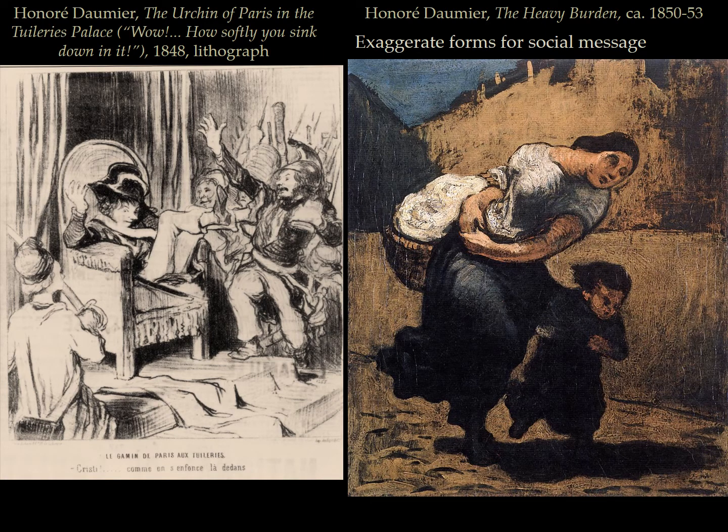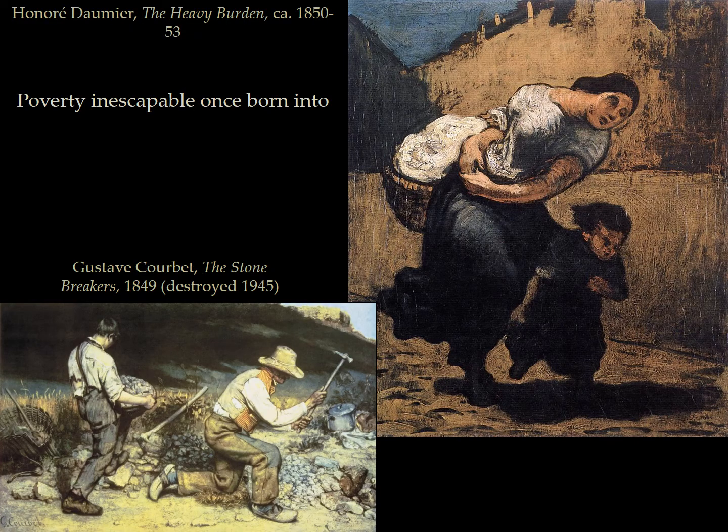So here we find that he would exaggerate the forms, just as he would for social and political satire, for a social message, showing how contorted and twisted the forms are as they're bending and pushing against the wind, trying to shoulder this heavy burden as the title suggests. So here we find, just like Courbet, it's showcasing how poverty is inescapable once you're born into it. It is a cycle that you pass down to your children.